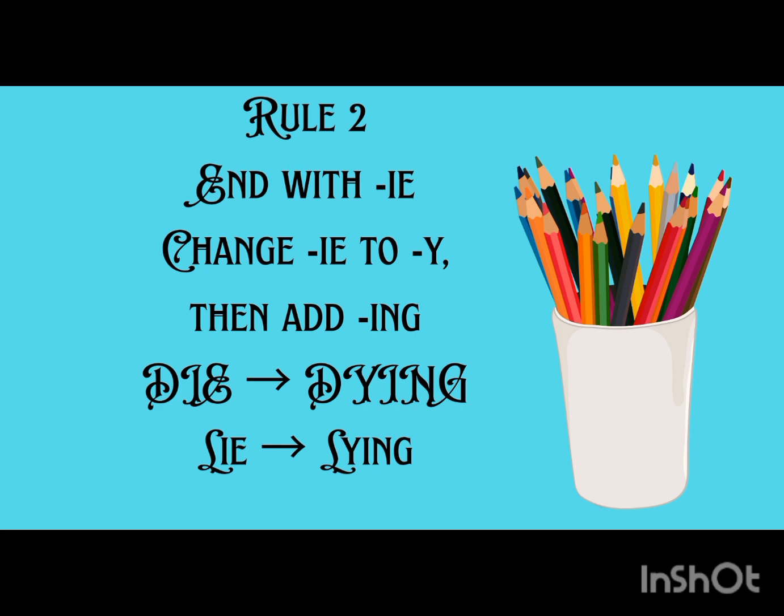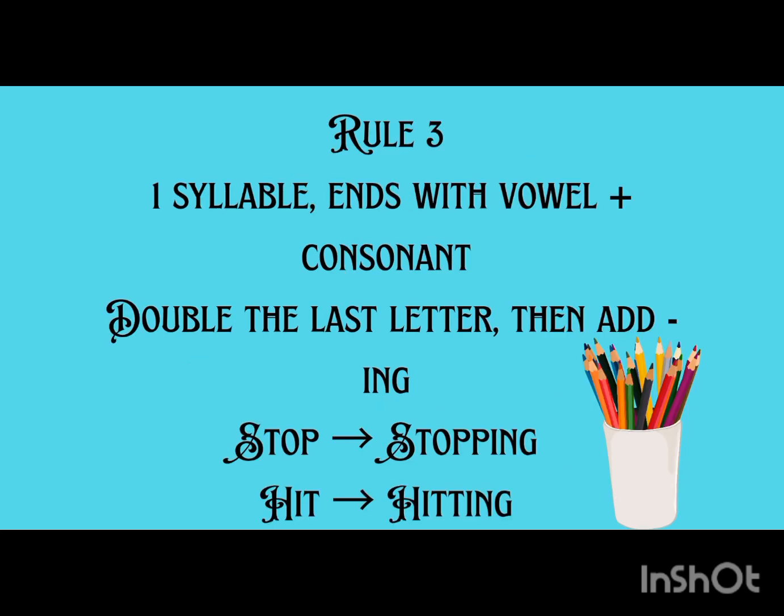Rule number 3, one syllable ends with vowel plus consonant. Double the last letter, then add ing. For example, stop, stopping, hit, hitting.